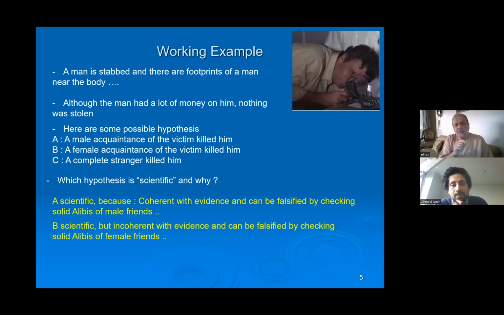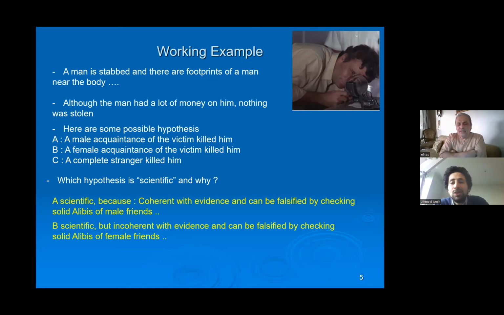How can I falsify C? By checking the cameras. Yeah, no, now this is a very genuine and very important question. How can I falsify C? Can I falsify all complete strangers of a man? That's difficult. Can I check all alibis of everybody?